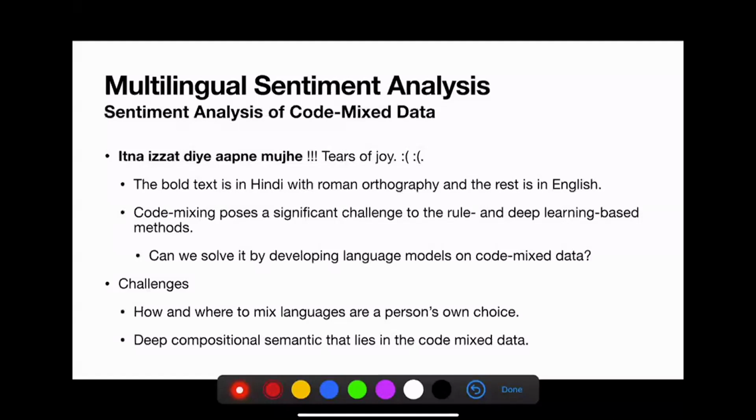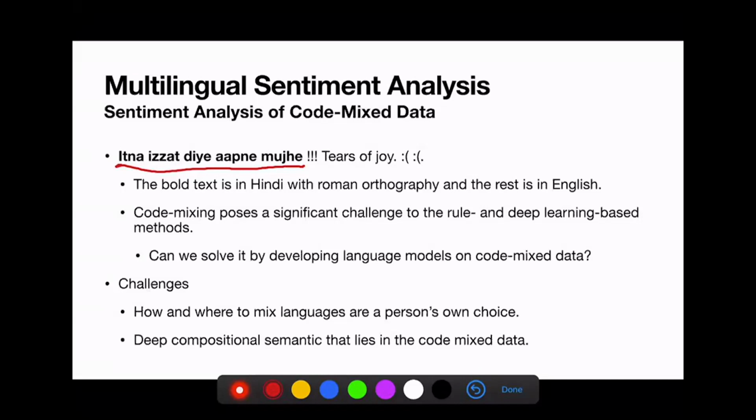Then sentiment analysis of code-mixed data. If you can see this example, this is a Hindi sentence written in English font. In this sentence, this is a mix of Hindi with Roman orthography, and the rest is in English, right? So this is a code-mixing problem. It makes it very difficult for deep learning models trained on English data to perform well. So how can we overcome this challenge?